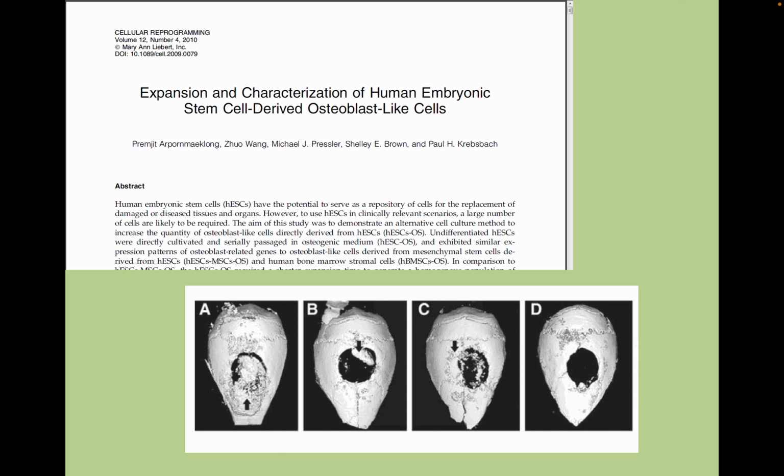All right, so this is some data from a study done by Mr. Pressler at the University of Michigan: expansion and characterization of human embryonic stem cell derived osteoblast-like cells. These are mouse skulls, and skull D here on the right is a control. What they did was cut holes in the skulls of mice and apply their stem cells to the holes to see if they could get new bone growth to fill in the gaps, to repair the damage.